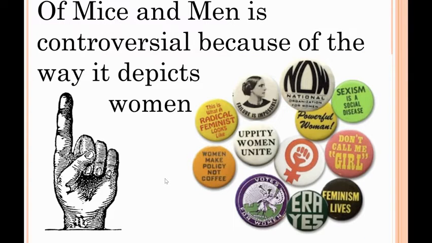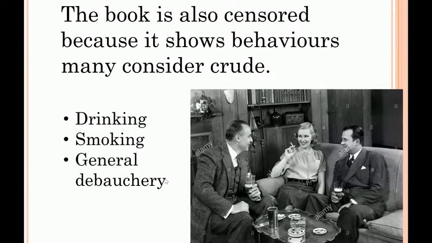Of Mice and Men is also controversial because of the way it depicts women. So it doesn't depict women very kindly. It was a sign of the times, as well as it gives us a little bit of a look into how hard women's lives were at that time. It's also censored because it shows behaviors that many consider crude. So we're talking about drinking, smoking, general debauchery, which is in general not great behavior.